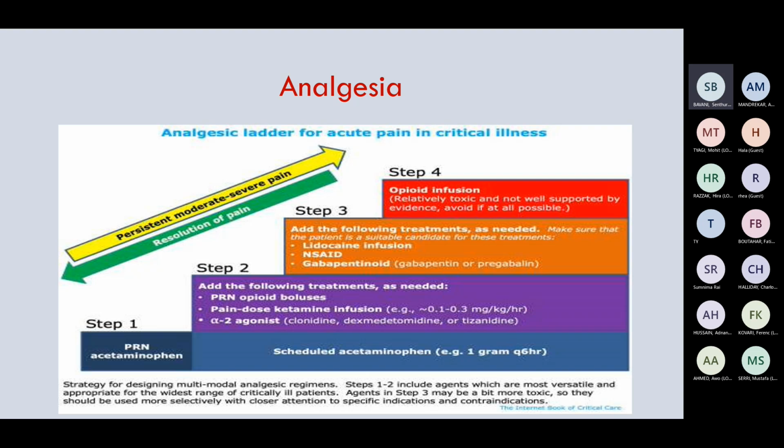We can give 1 gram paracetamol 6 hourly. If the patient is not responding to paracetamol, we can go for step 2. In step 2, we can consider PRN opioid bolus, or start a ketamine infusion, or consider alpha 2 agonists, clonidine or dexmedetomidine. If the patient does not respond to step 2, we can go for step 3. Step 3 is lidocaine infusion, non-steroidal anti-inflammatory drugs, and gabapentin or pregabalin. If the patient has severe pain, we have to consider an opioid infusion.